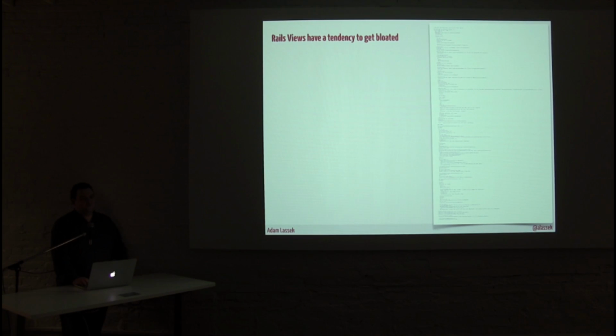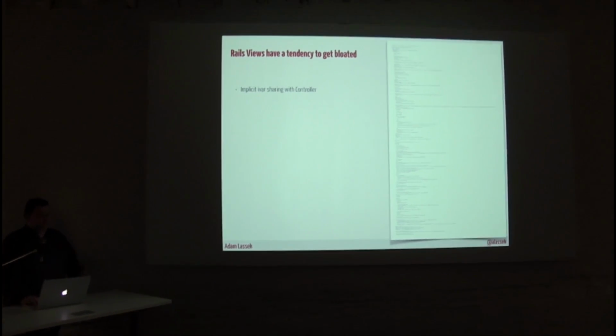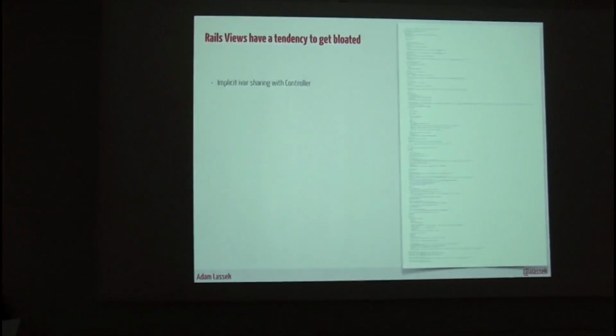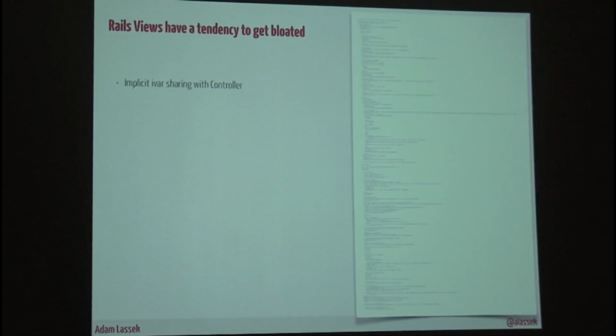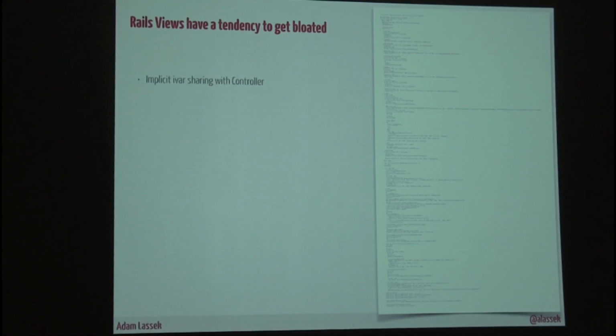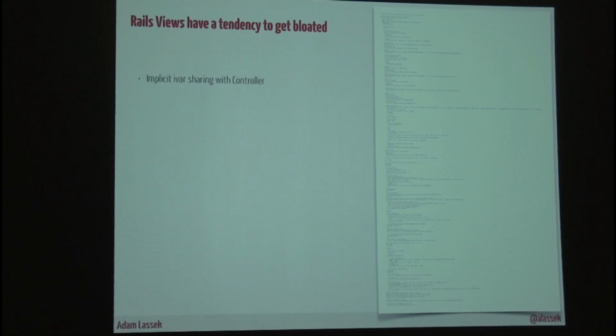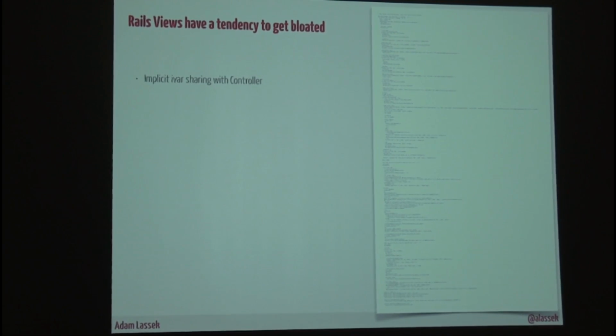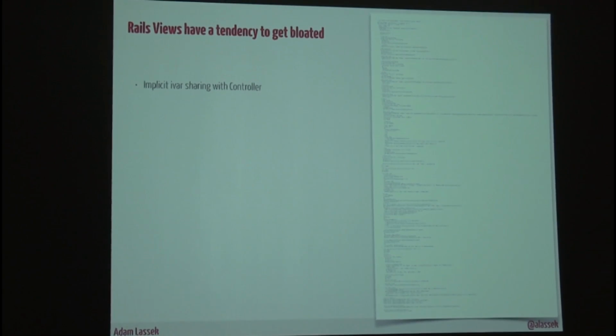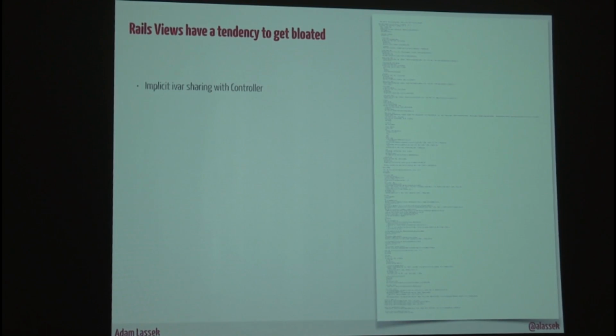Rails views have a few common problems that I've seen. They tend to just implicitly share their state with the controller via the IVAR magic, where the instance variables of the controller are just magically copied over into the view behind the scenes, which is really nice when you're getting started, but when you're building a pretty complicated user interface, that becomes a total mess in my experience.